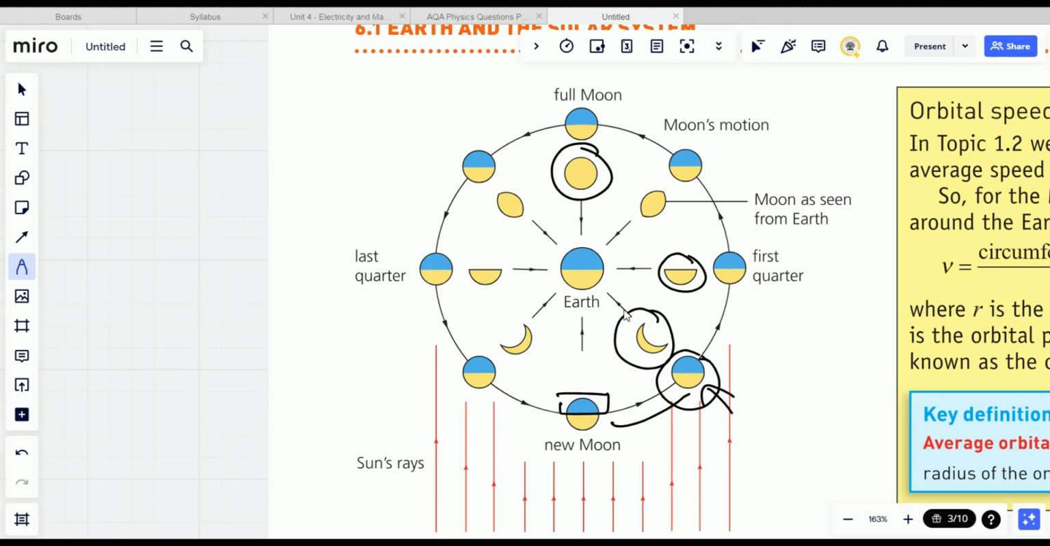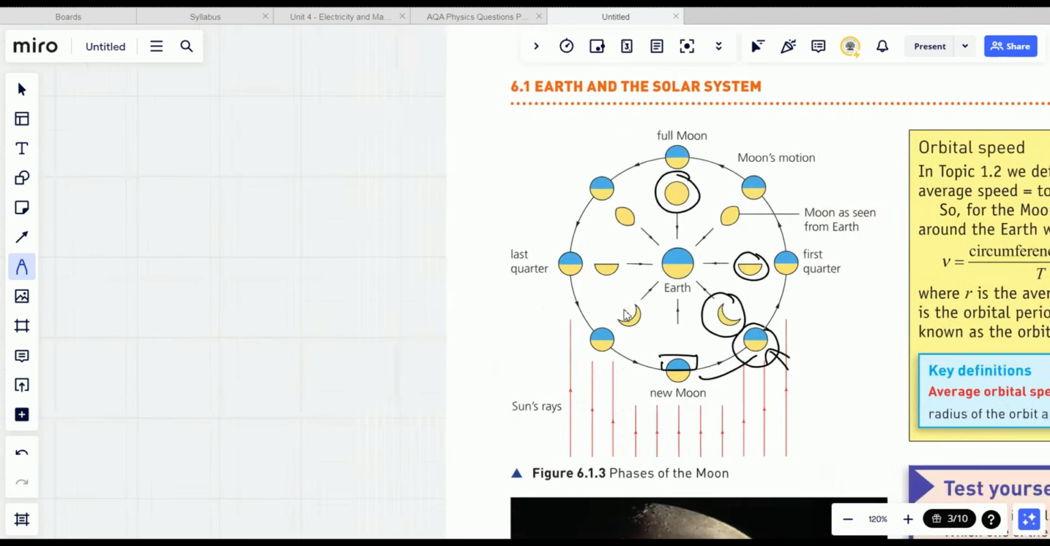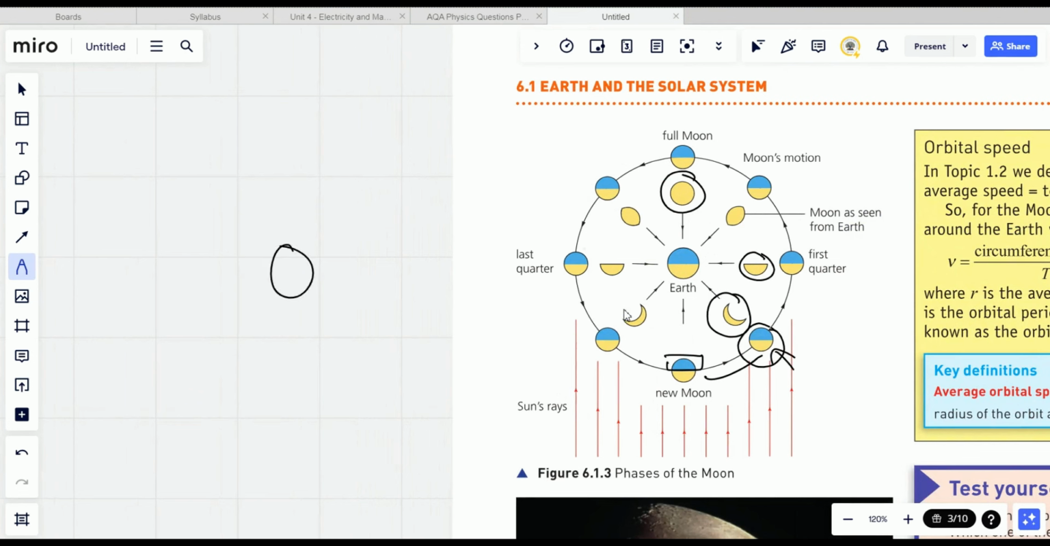Whenever you come across the moon and you can see the full moon, what does it mean? It means that the earth is here, the sun is here, and the moon is over here. Got it? This is when we see the full moon.